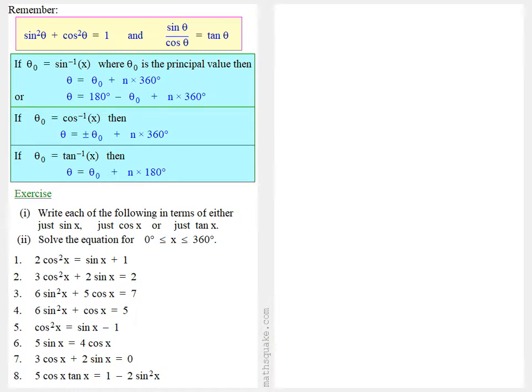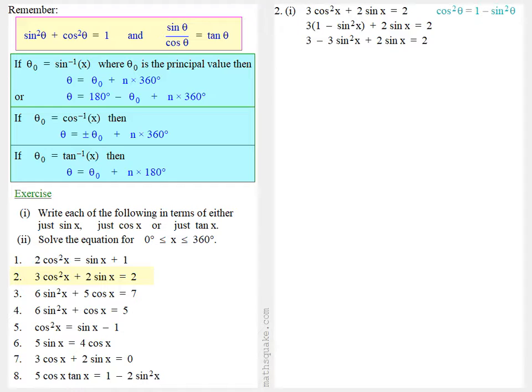In question 2, we're given 3 cos squared x plus 2 sin x equals 2. Now we know cos squared theta is 1 minus sin squared theta, so we can replace cos squared x with 1 minus sin squared x. Now we can then expand the brackets, and that gives us 3 minus 3 sin squared x plus 2 sin x equals 2. And if we subtract 2 from both sides, we have 1 minus 3 sin squared x plus 2 sin x equals 0. And that can be written as 3 sin squared x minus 2 sin x minus 1 equals 0, and that's our answer to the first part.